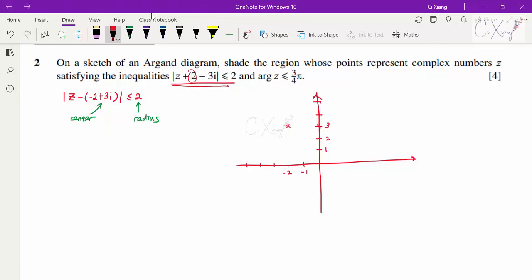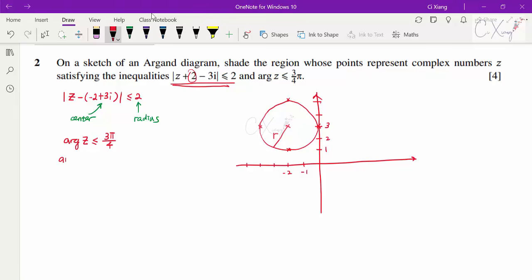My circle will pass through 0, 3. My circle will also pass through negative 4, 3 because the radius is 2 units. The circle will also pass through negative 2, 1, then negative 2, 5. So this will be how my circle looks like. Of course, the circle that I'm drawing here is not circle enough, so you can try to circle it nicely, and if you want, you can label this, this is actually the r. And after that, for the argument of z, smaller or equal to 3 pi over 4.